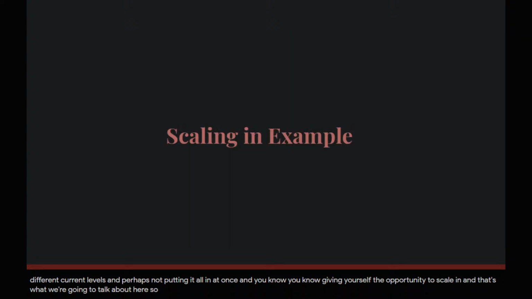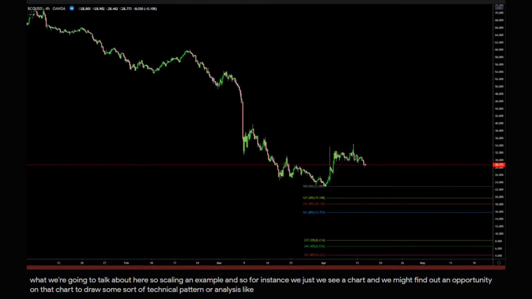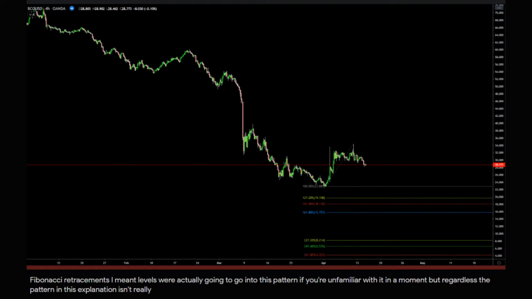So, a scaling example. For instance, we see a chart, and we might find an opportunity on that chart to draw some sort of technical pattern or analysis, like these Fibonacci retracement levels. These are actually harmonic Fibonacci retracement levels. We're going to go into this pattern in a moment if you're unfamiliar with it. But regardless, the pattern in this explanation isn't really what we're looking at. It's how we trade it. The basic concept you need to understand here is that we've identified a pattern that is telling us there's going to be a reversal eventually.